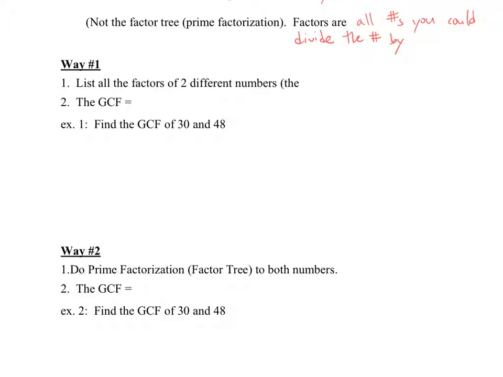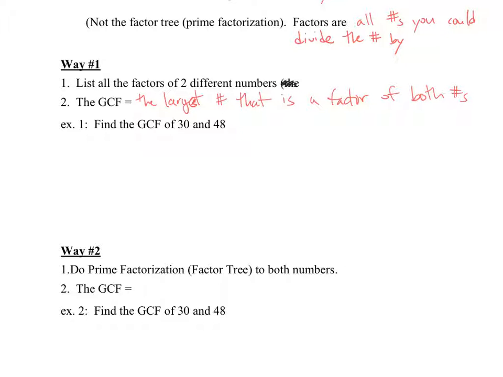So the greatest common factor equals the largest number that is a factor of both numbers.